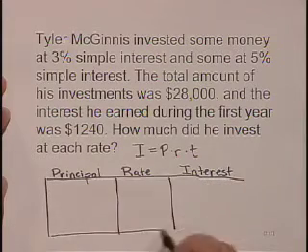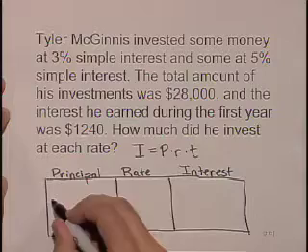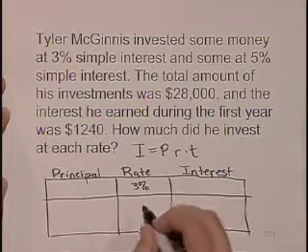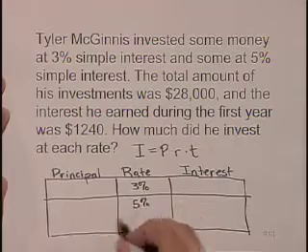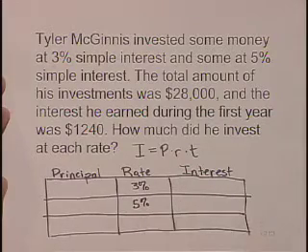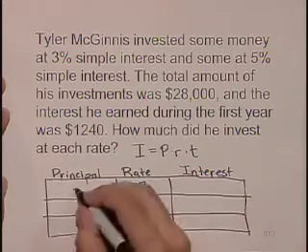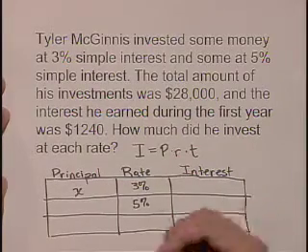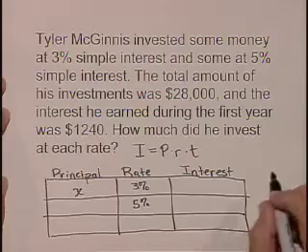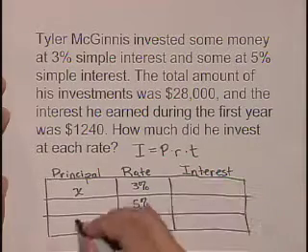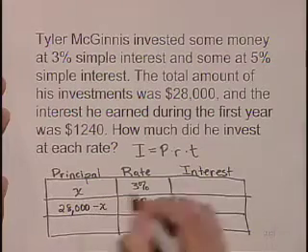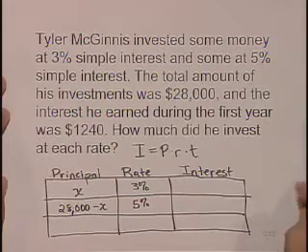So we have some money which is at 3%. We have another amount of money that's at 5%. So we're going to let x be the amount of money that's at 3%. Since there's $28,000 total in the account, we have $28,000 minus x as the amount of money that's at 5%.